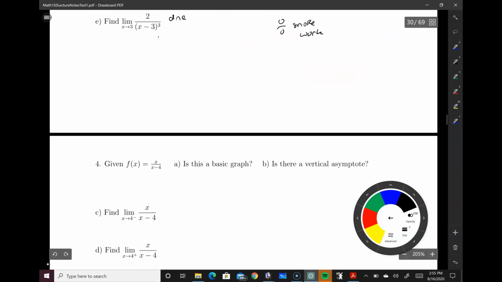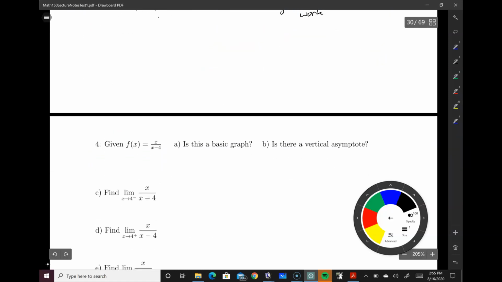All right, so let's look at this one here. Is x over x minus 4 a basic graph? No, it is not a basic graph. Is there a vertical asymptote? Is there a number where the denominator equals 0 and the numerator is not 0? Yes, x equals 4. x equals 4 is a vertical asymptote because it makes the denominator 0 but not the numerator 0. All right, so I know whatever the graph looks like, at 4, there's a vertical asymptote.